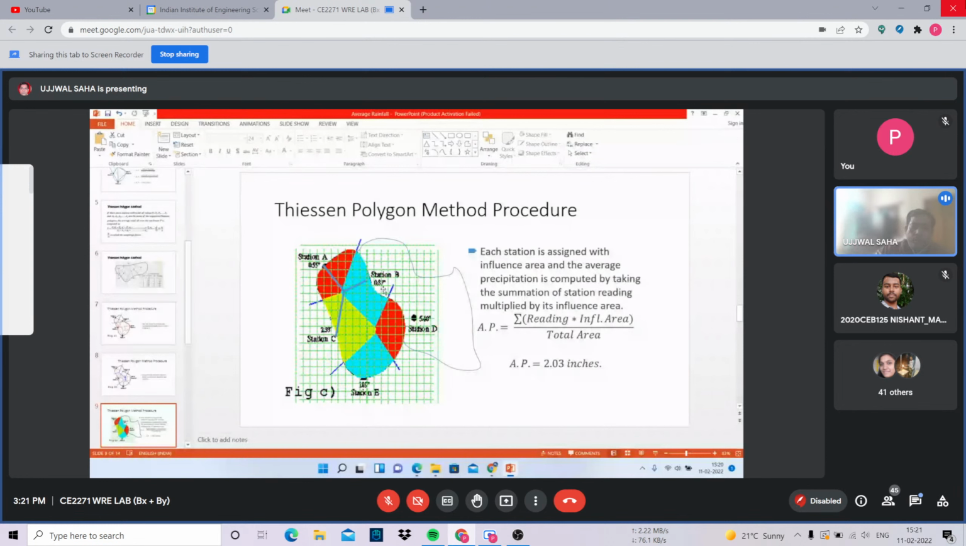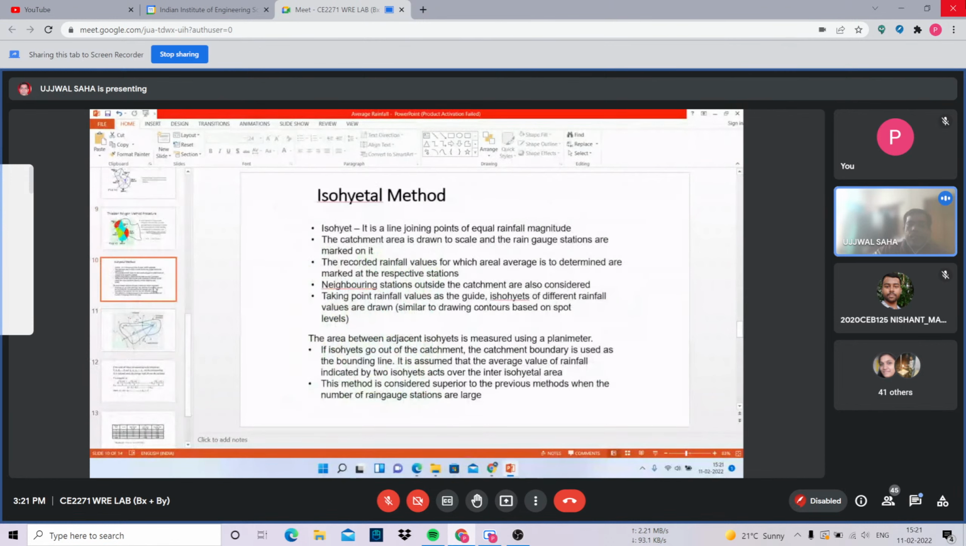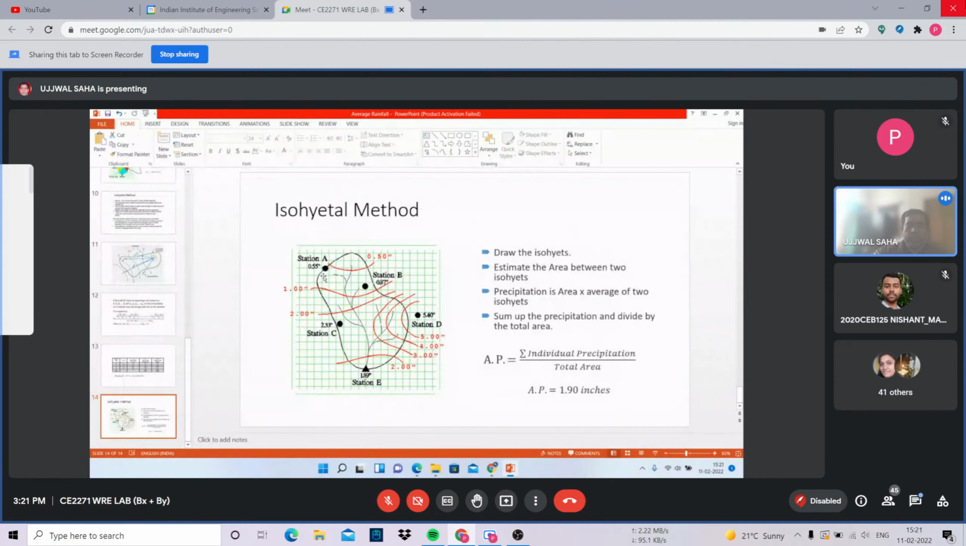So that shortcoming, we improve by the isohyetal method. Here also we divide the influencing area, but that division is not based on distance. That division is based on our rainfall data, rainfall values. So based on the isohyets.